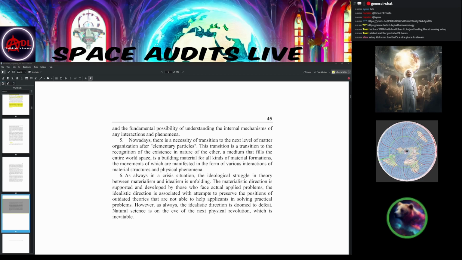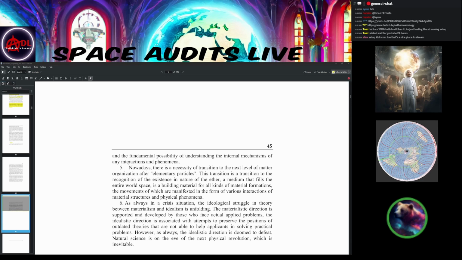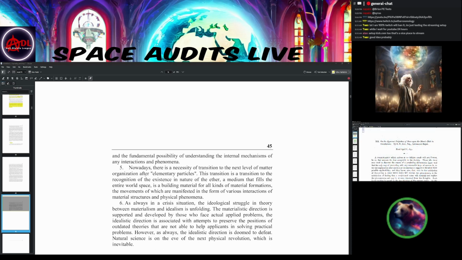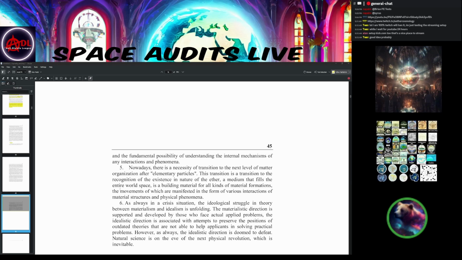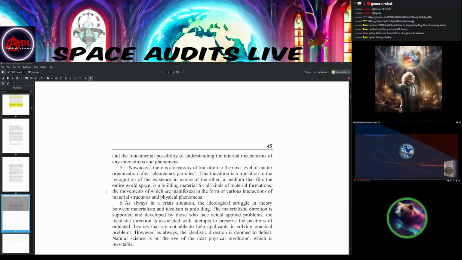Material structures for the physical phenomenon. Was that five? No. Five. Nowadays, there is a necessity of the transition to the next level of matter organization below the elementary particles. This transition is a transition to the recognition of the existence in nature of the ether, a medium that fills the entire world space, is a building material for all kinds of formations, and movement of which is manifest in the form of various interactions of material structures and physical phenomena.